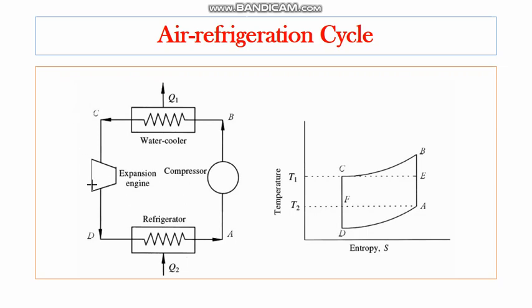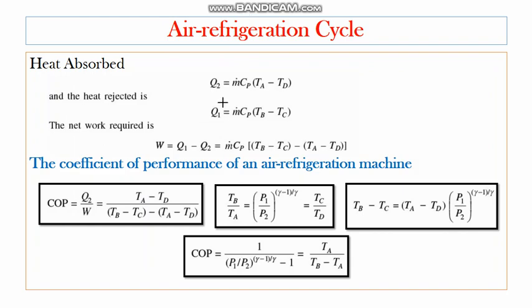Okay, so from this, the pressure is increased and the temperature is decreased, and it is a constant entropy process. So the output of this will be going to the refrigerator. Here the temperature is increased and entropy is also increased. Again, it is a cyclic process. So this is the general air refrigeration cycle. Now we'll see the equations for this.